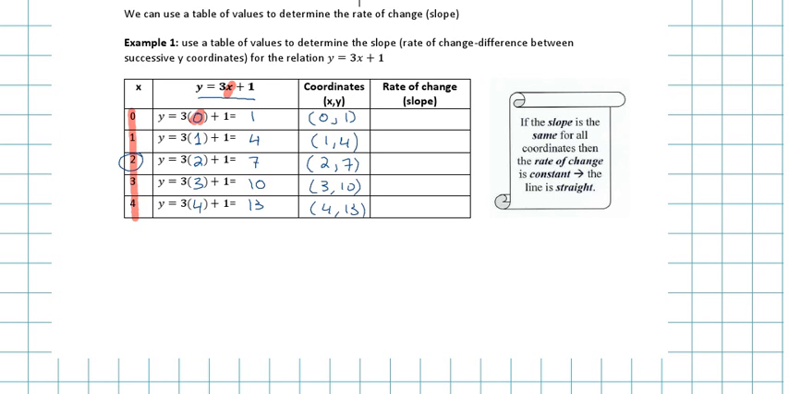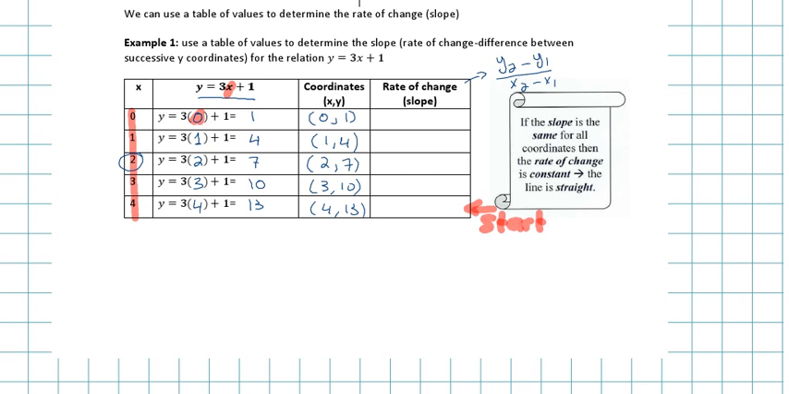Here is the new step. The slope, or the rate of change, is y2 minus y1 over x2 minus x1. So I do y2 minus y1, and divide by x2 minus x1. We're going to start from the bottom up. So we're going to start from here, and go up.